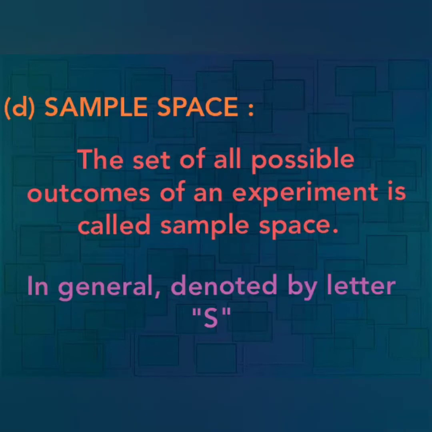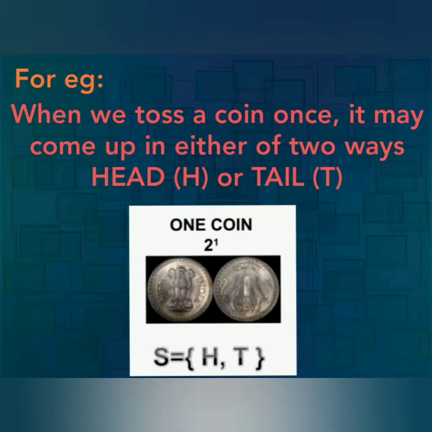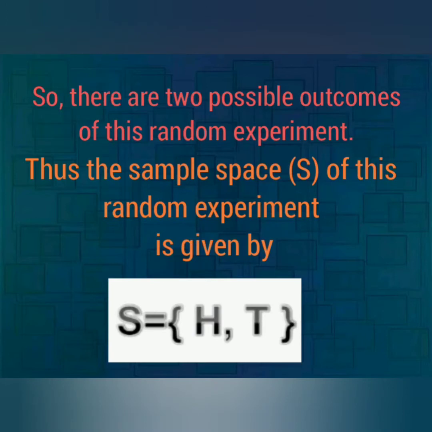Next, sample space. The set of all possible outcomes of an experiment is called sample space. In general, denoted by letter S. So, sample space is nothing but the set of all possible outcomes. Let's see some examples for sample space. When we toss a coin once, it may come up in either of two ways, head or tail. So, there are two possible outcomes of this random experiment. Thus, the sample space of this random experiment is {H, T}.